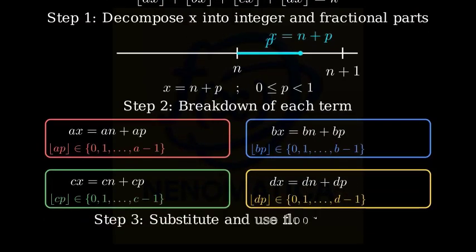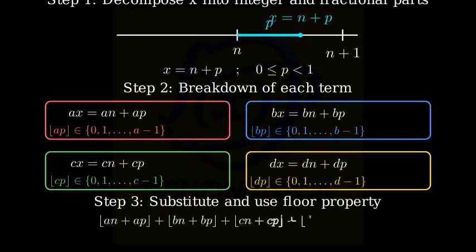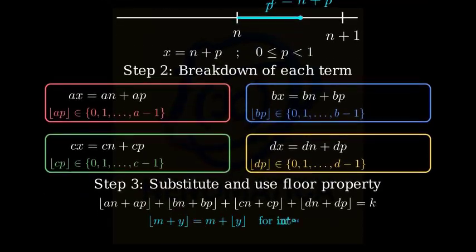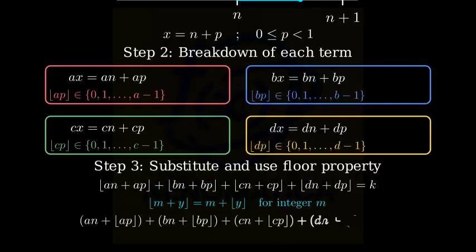Step 3. Substitute these into the original equation. We get the floor of an plus ap plus the floor of bn plus bp plus the floor of cn plus cp plus the floor of dn plus dp equals k. Since an, bn, cn, and dn are integers, the floor of an integer plus any real number equals that integer plus the floor of the real number. So each term becomes its integer part plus the floor of the fractional part.